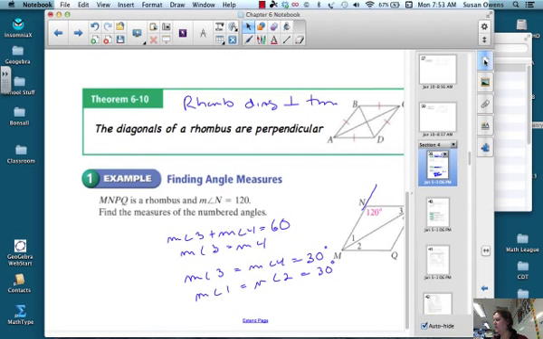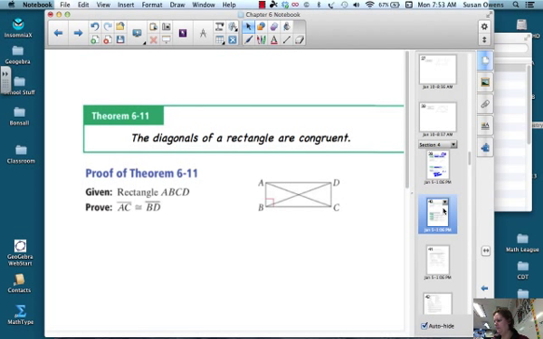If that problem was on a quiz or a test, it would obviously involve quadratics and things like that, but the basic idea is the same. Okay.